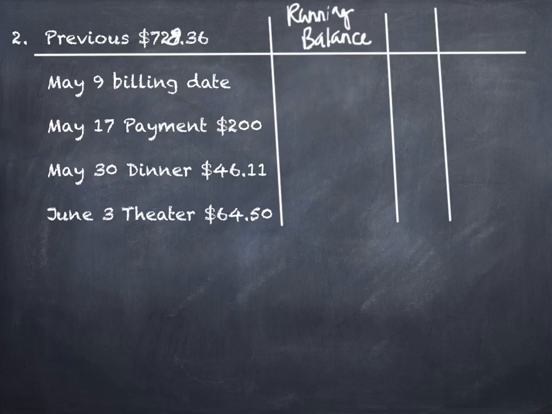Our running balance is simply the addition and subtraction. If you have online banking or something like this, this is just what it shows. So if I previously owed $728.36, that's the initial amount on my running balance. And then I make a payment of $200. So what happens? I subtract $200. So what do I end up with, Brandon? Perfect. $528.36. Everybody's with me so far.